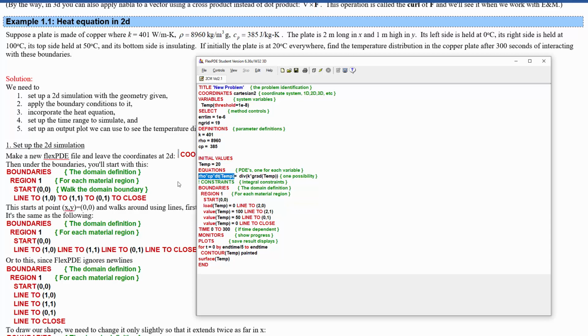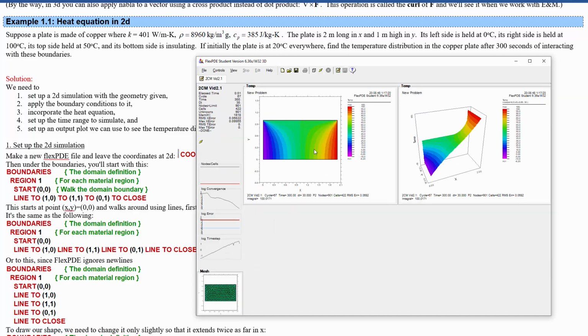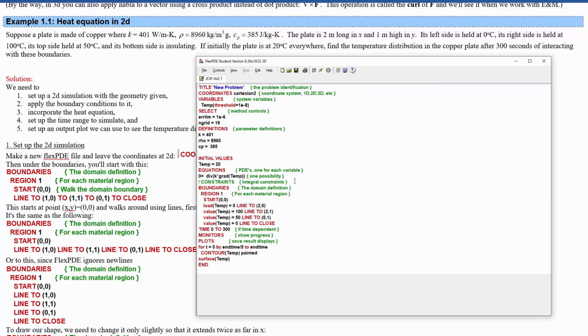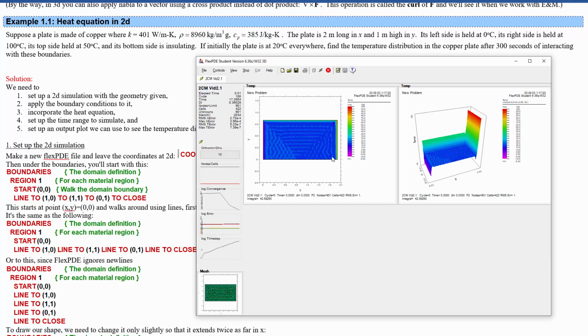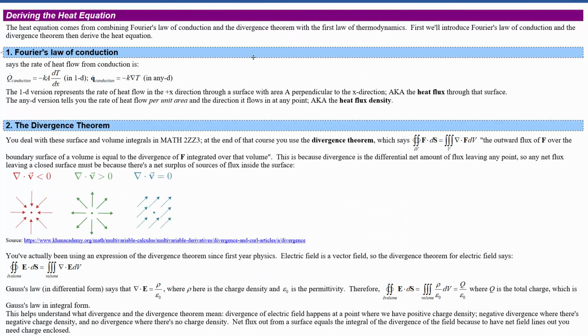So if we go back to saying 0 is equal to this, that's the steady state version, then we get immediately to this part, and you can see what we had before deleting that is kind of moving towards what we found to be the final value of this. Now let's take a look at where the heat equation comes from, and it's going to be built on Fourier's law of conduction and the divergence theorem. By combining those things with the first law of thermodynamics, we'll be able to get the heat equation.